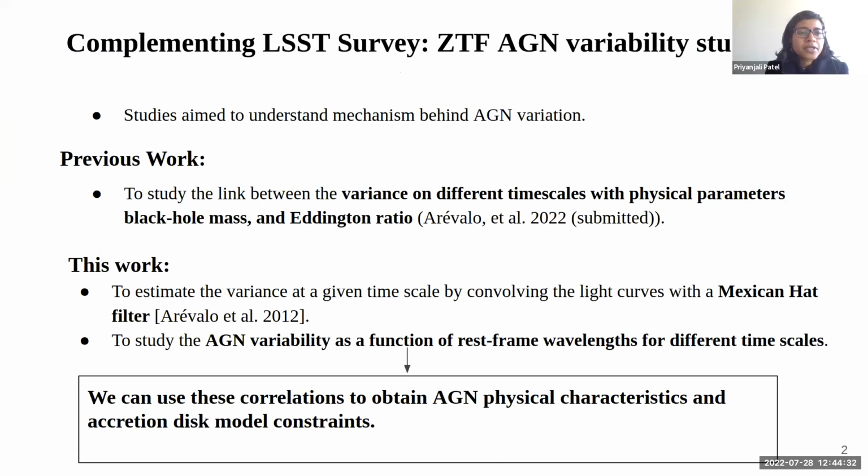So here we perform a series of investigations to understand the mechanism behind AGN variability. First we studied the variance as a function of black hole mass and Eddington ratio. The work that I will be presenting here is the study of AGN variability as a function of rest frame wavelength on different time scales. These correlations can be used to obtain AGN physical characteristics and accretion disk model constraints. In this way, we can characterize the huge sample of the LSST survey.